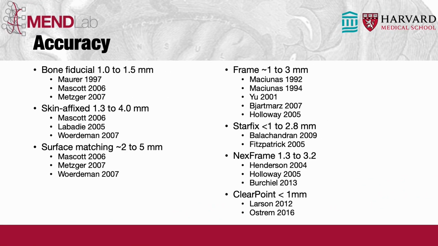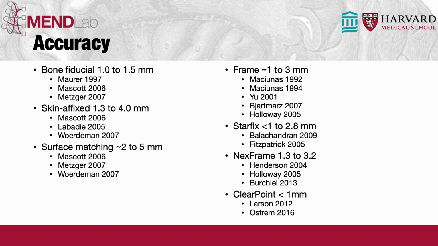When all is said and done, the accuracy of these various methods of registration has been studied very much in the past. Bone fiducials have great accuracy, around 1 millimeter. Skin-affixed fiducials are less accurate, as you can imagine. Surface matching is probably about 5 millimeters of accuracy, sometimes worse, sometimes better. Frame is usually 1 to 2 millimeters, maybe 3 millimeters.